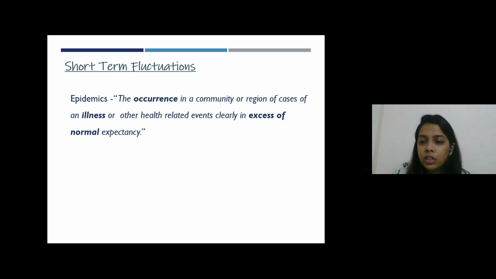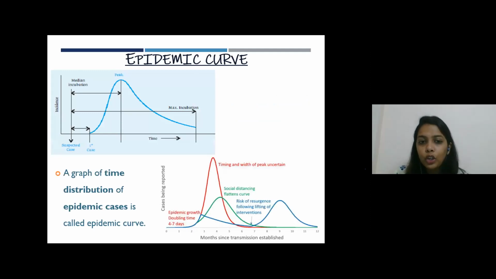For short-term fluctuations, the classical example is an epidemic. It's the occurrence in a community or a region of cases of an illness or any other health-related events clearly in excess of normal expectancy, and that is what an epidemic is. We are in the midst of a pandemic, which is like a global epidemic, and the graphical representation of these epidemics is your epidemic curve. The curve shows the peak, it shows the incubation period, how long it's taking, and if there is any decrease in the condition. All of that can be explained in your epidemic curve.